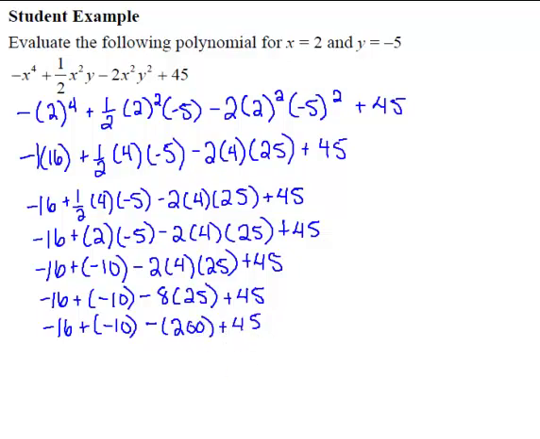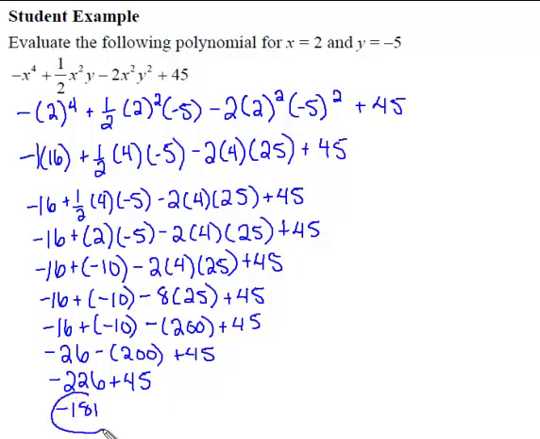Now all we have is addition and subtraction, left to right. So -16 plus -10 is -26 minus 200 plus 45. -26 minus 200 is -226 plus 45. -226 plus 45 is -181, and that is your final answer.